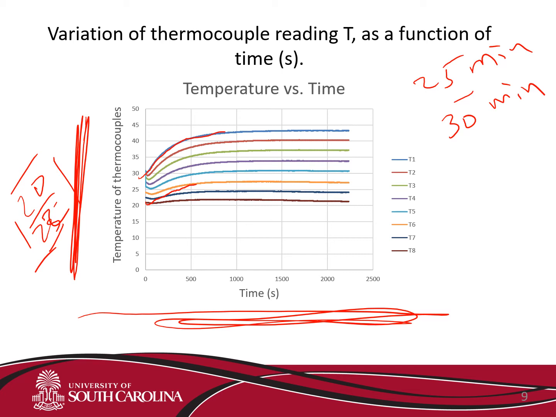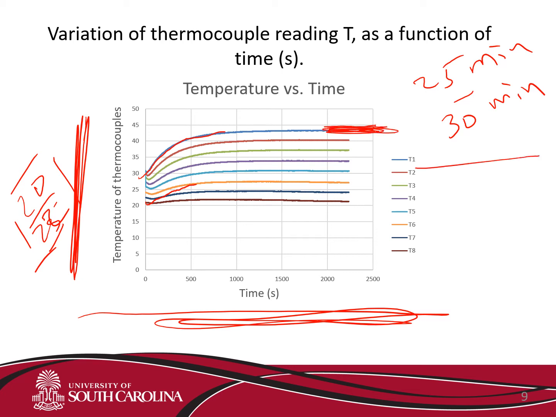How do you know that you reached the steady state? When the temperature is not changing with time. It's not a big difference, plus or minus 0.1. When we see that, it means we have reached the steady state. So when you reach the steady state, you need to find the temperatures.